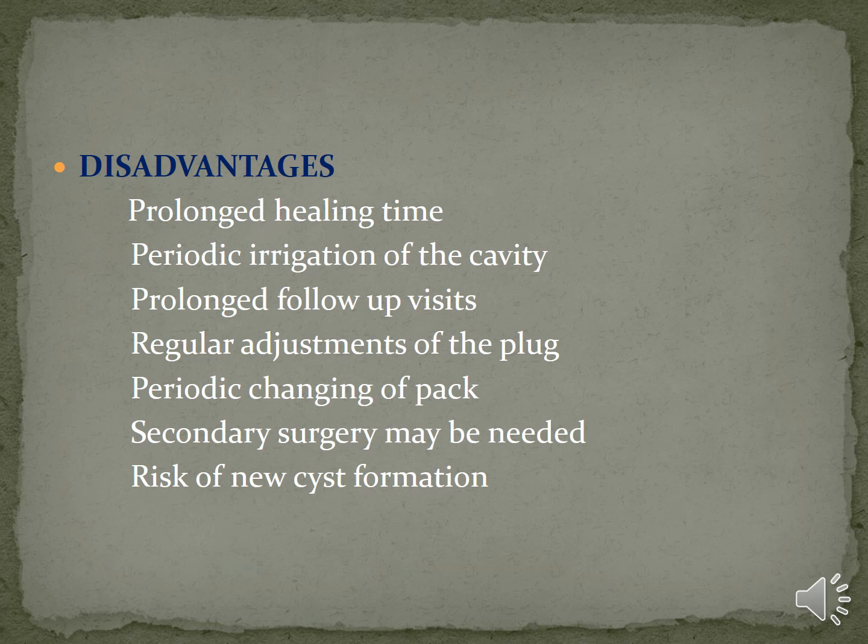You need to maintain the cavity, so there should be periodic irrigation of the cavity. The patient has to have prolonged follow-up visits, which the patient fails to do. So that's the main disadvantage. There needs to be regular adjustment of the plug, or a periodic change of the pack given in the cystic cavity. Secondary surgery may be needed if the cyst lining has shrunk to a smaller one, and if there is a risk of new cyst formation, again an enucleation should be done.